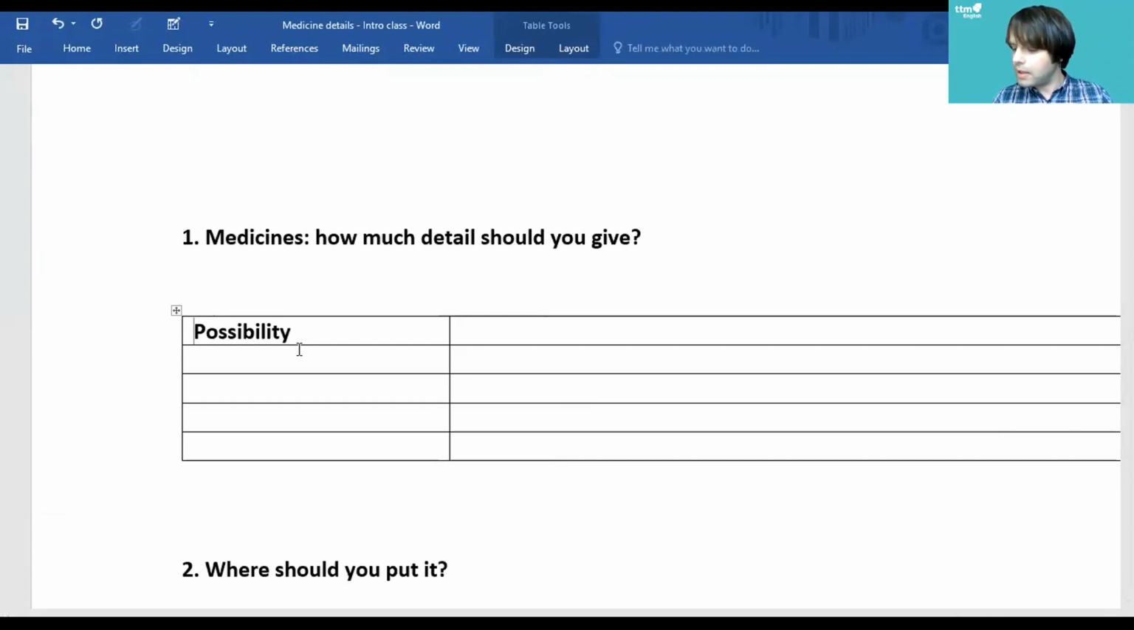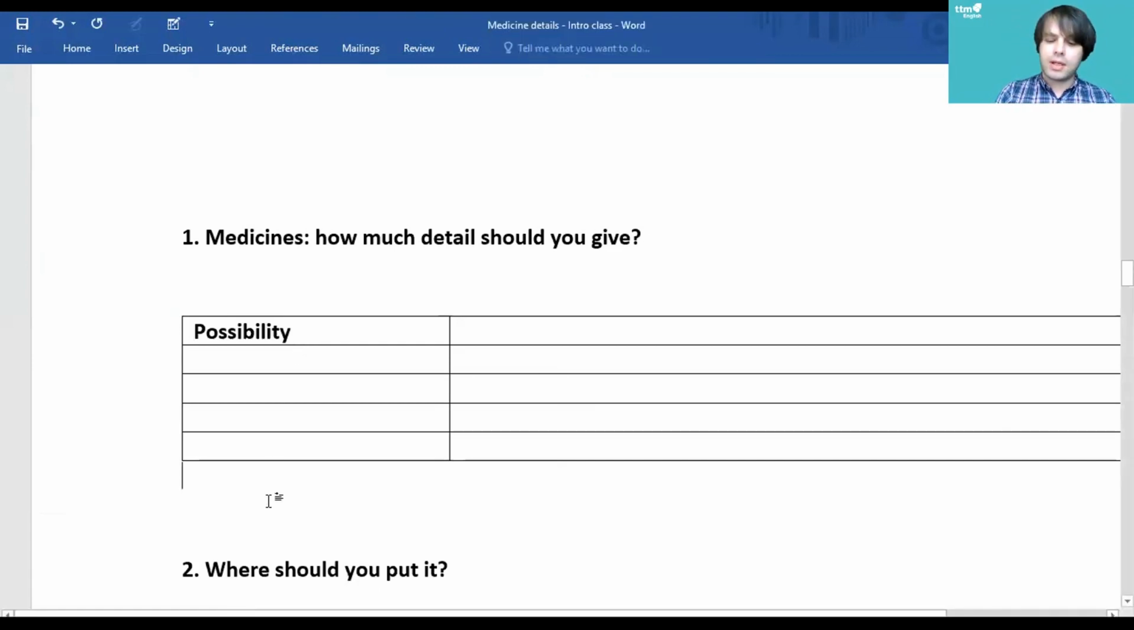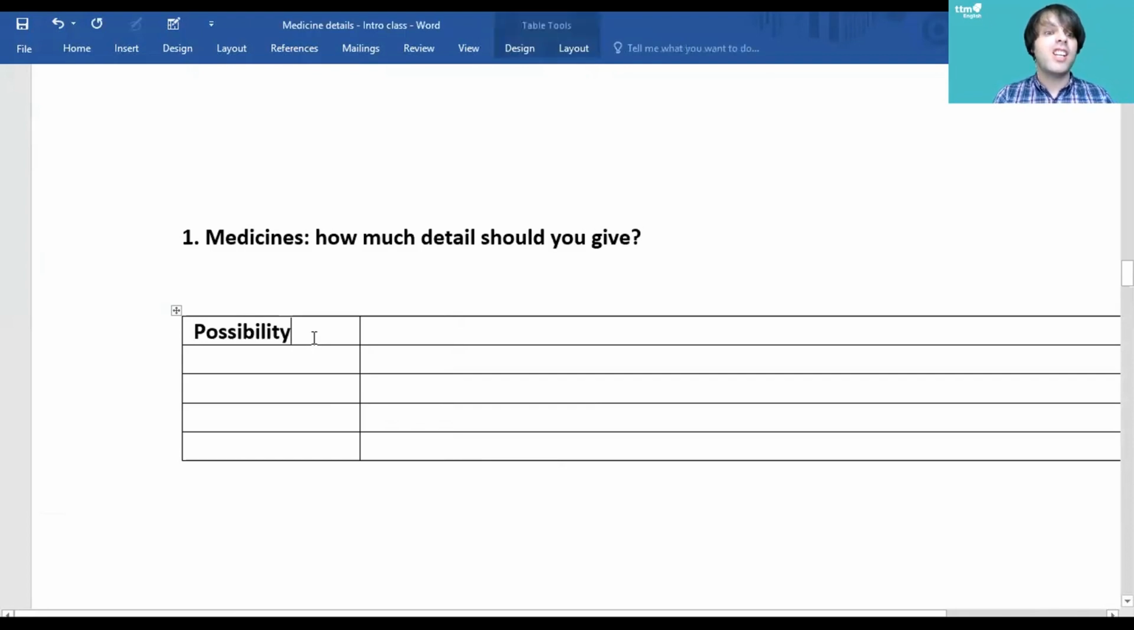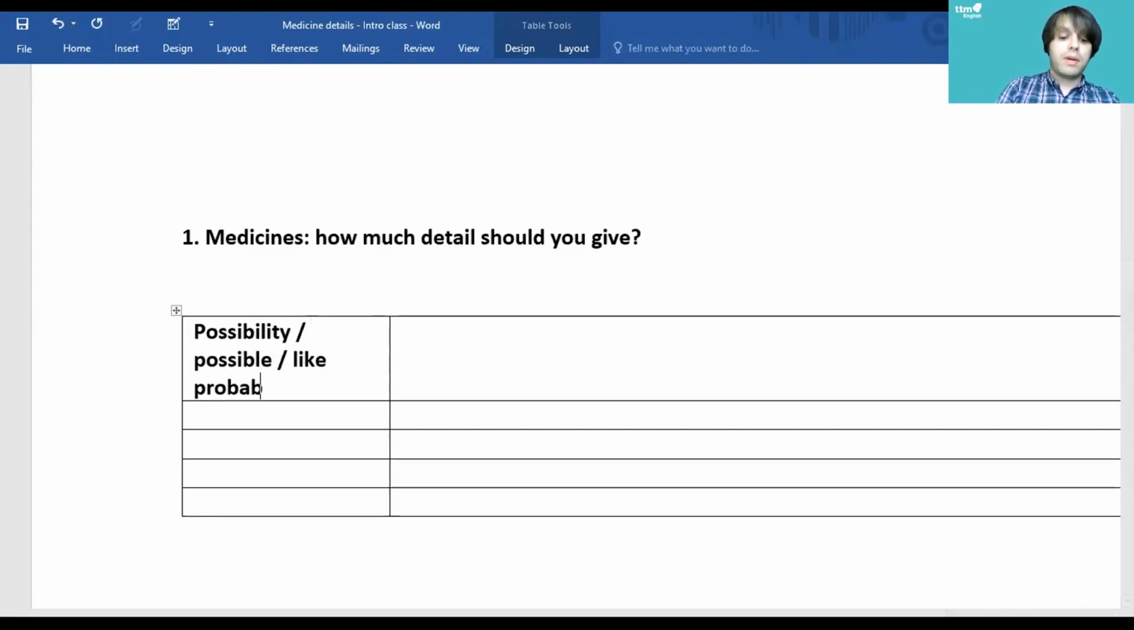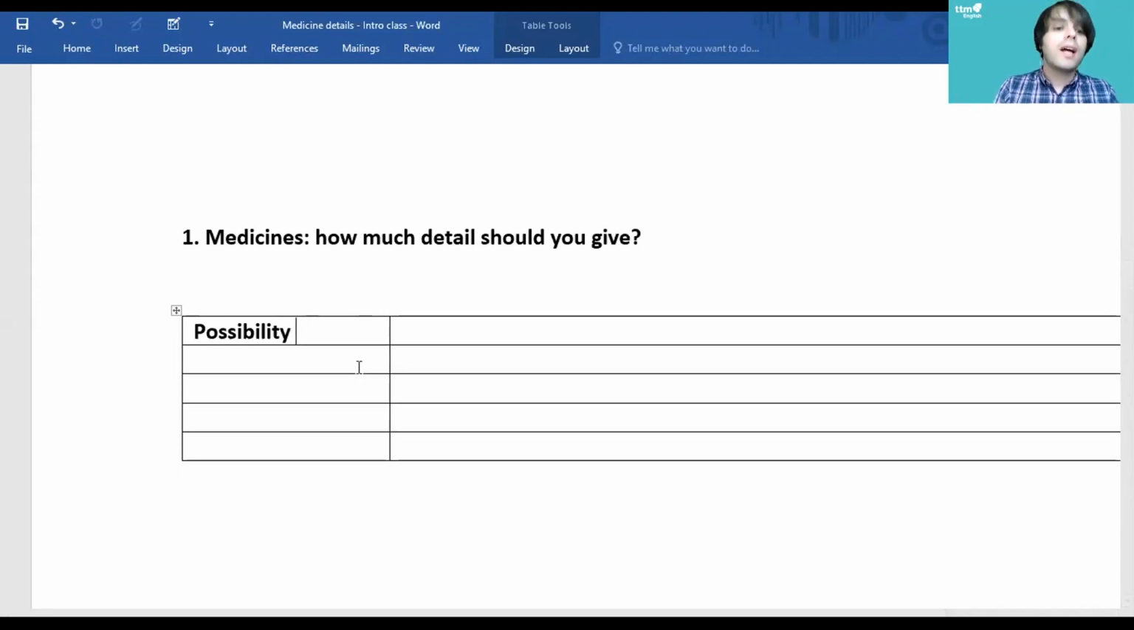Okay, what does possibility mean? Give me a synonym. Chance. Okay, chances, good. There's another good synonym. Possible. Likely. Probability. Yeah, all this stuff. Good. So when we talk about possibilities, we're saying what can happen, what maybe will happen.